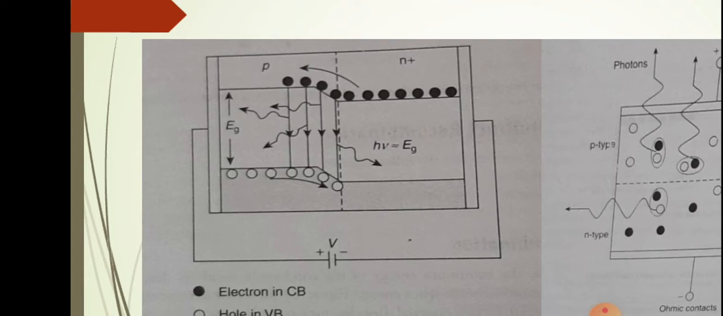So due to this connection of battery, the electrons from the n side will be repelled from the negative terminal of the battery and will be going to the p side. You know that forward biasing അങ്ങനെ ചെയ്യാം.